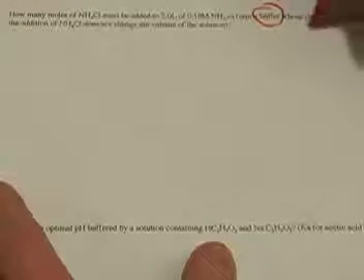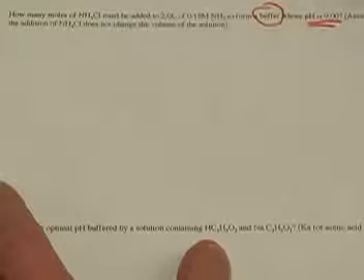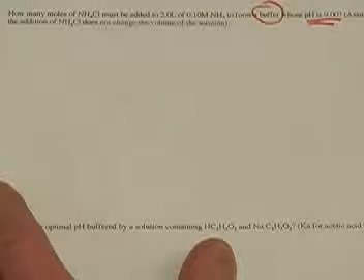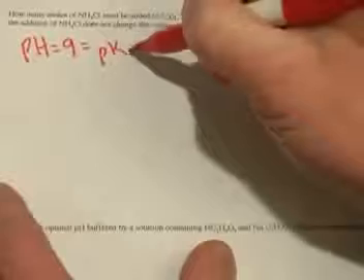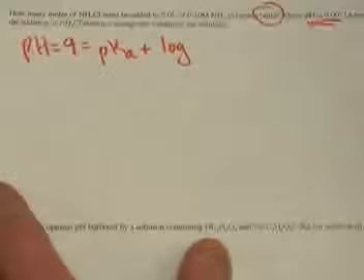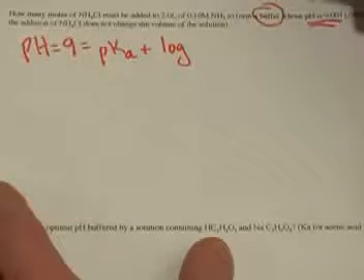Well, it tells us that it is a buffered solution, and we know that we want to find something about it since we know the pH. So we may as well use the Henderson-Hasselbalch equation, because from that we can find out concentrations of the acid or the base. The Henderson-Hasselbalch equation says that the pH of a solution, which in this case is equal to 9, is equal to the pKa plus the log of the base concentration over the acid concentration.